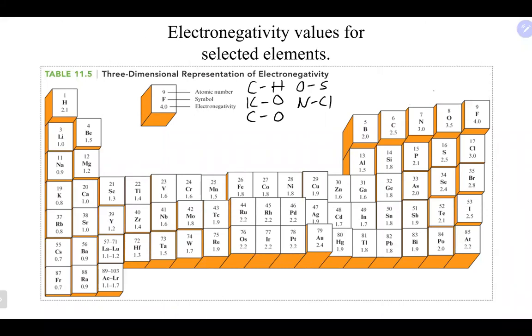We're going to take the difference and again do it so that you get a positive number. So we'll start with carbon and hydrogen. Again, I'll write it up a little bit higher so we can see it. Carbon here is 2.5 and hydrogen is 2.1, which gives us a 0.4 difference, right? When we subtract it, would that make it polar, nonpolar, or ionic? It would make it nonpolar. The 0.4 is actually the cutoff for nonpolar.